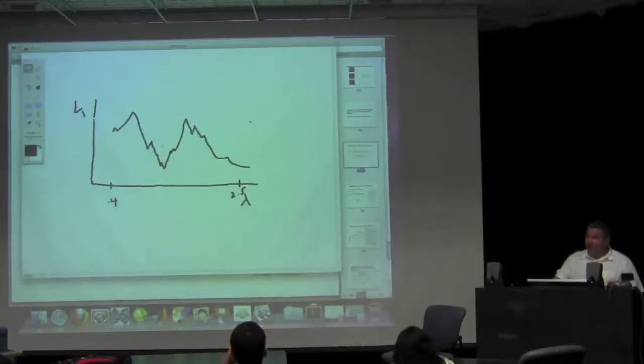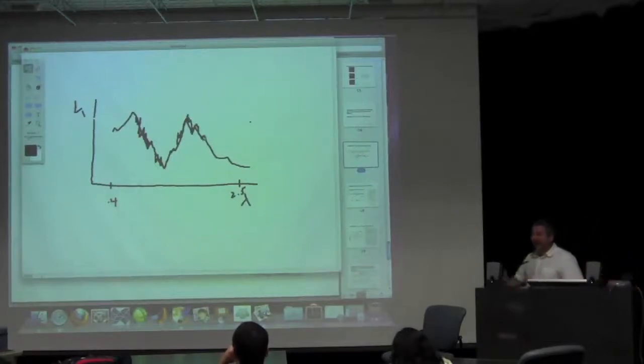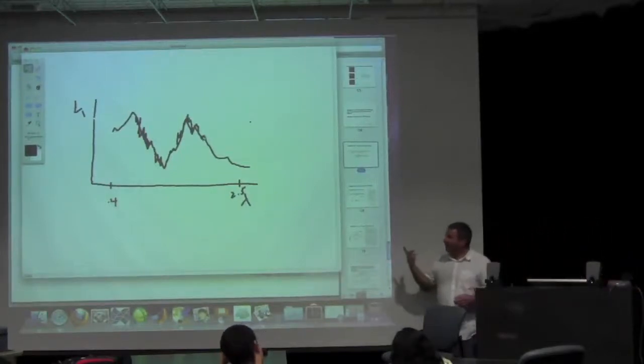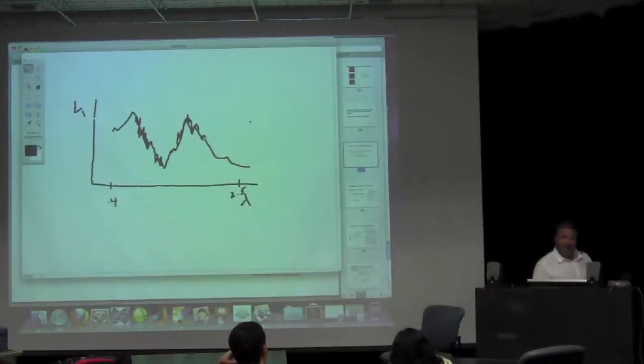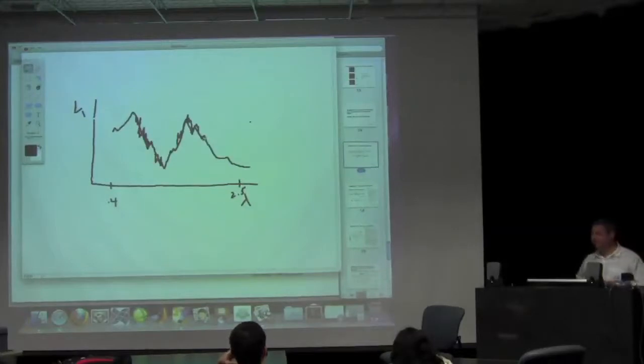When you see something like this, and maybe I drew it a little too smooth, let me put some wiggles in here. All right, you get the idea. If you start to see a curve that has some structure to it, like this, what's the first thing that pops into your head? What are you looking at? Noise, absorption.